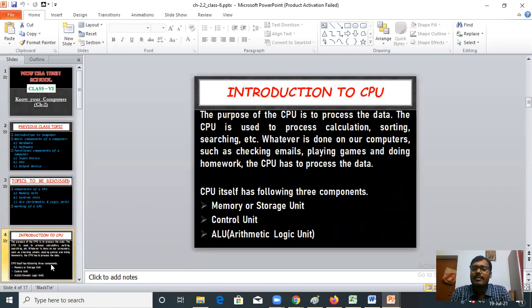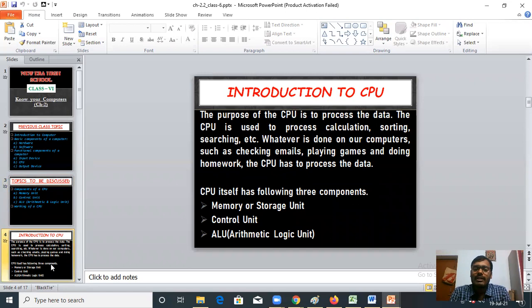So coming to the point, what is CPU? The purpose of the CPU is to process the data. The CPU is used to process calculation, sorting, searching, etc. Whatever is done in our computer, such as checking emails, playing games, and doing homework, the CPU has to process the data. Actually, CPU is known as the processor of the computer, and it is known as the brain of the computer. It is the most important part of the computer. Without CPU, computer cannot perform any work.